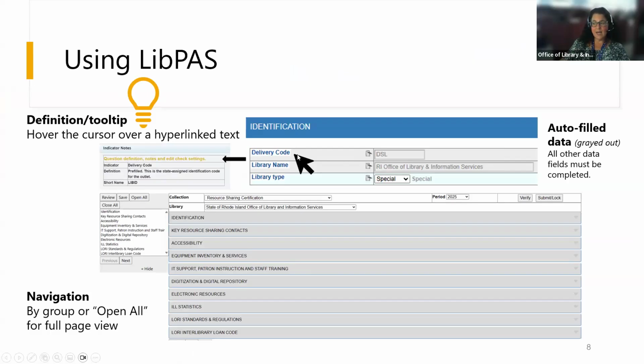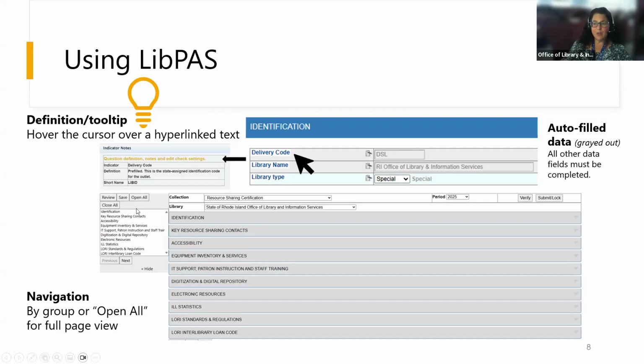For those fields that are grayed out, like your delivery code and your library name, those are pre-filled data, so you're not able to input data there. For public libraries, once you choose public as your library type, you will notice that the ILL statistics are grayed out because that information, again, is coming from the public library survey. So it's not allowing you to enter it here, which makes things much easier because it's pre-fed in their survey as well.